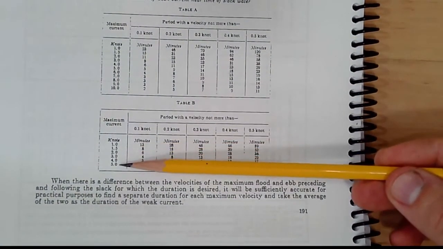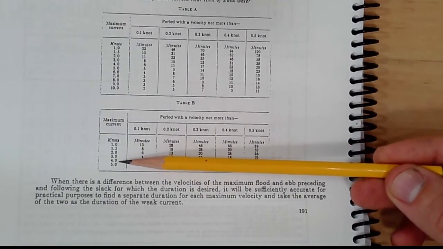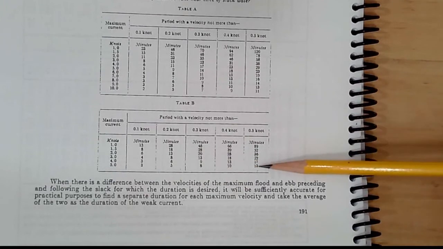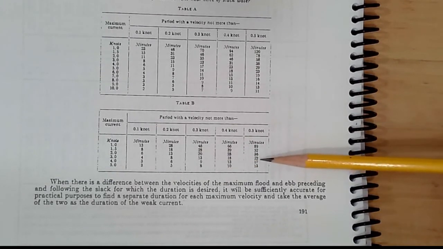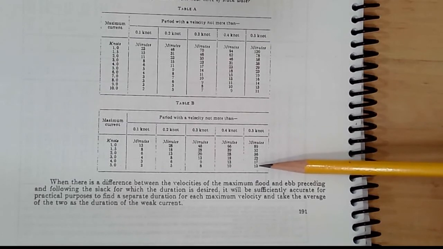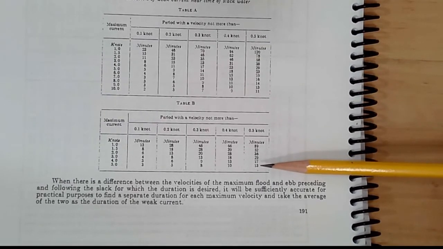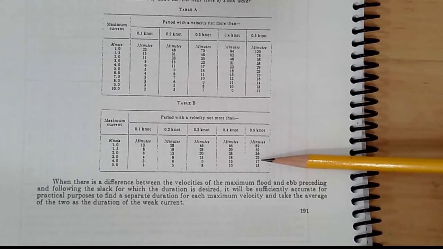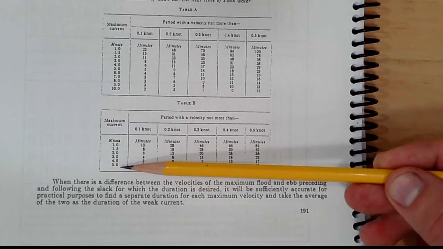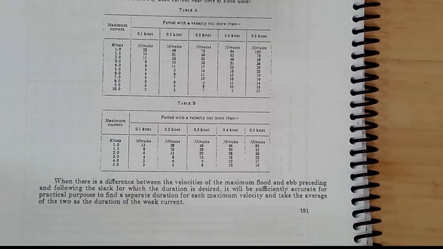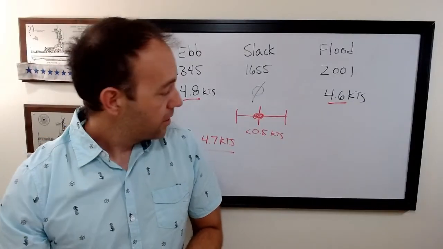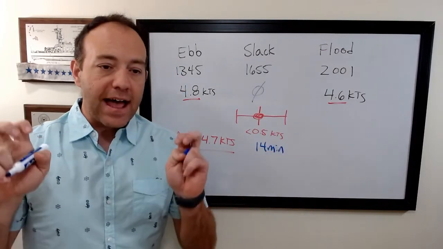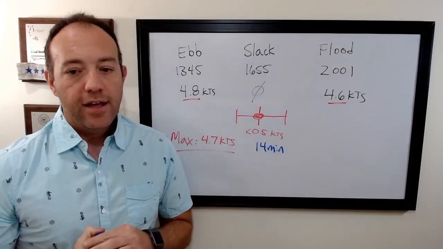So if we have a maximum current of 4.7 knots, we're going to end up between the 4 and the 5. And we want a period of less than 0.5 knots. So we're going to end up sometime between the 17 and the 13 minutes. I think this is something that we can definitely mentally interpolate. We're 4.7, so we're 3/4 of the way from 4 to 5. So we should go 3/4 of the way from 17 to 13. And that's going to give us an answer of 14 minutes. So that's the period of slack, which is less than half a knot, 14 minutes.